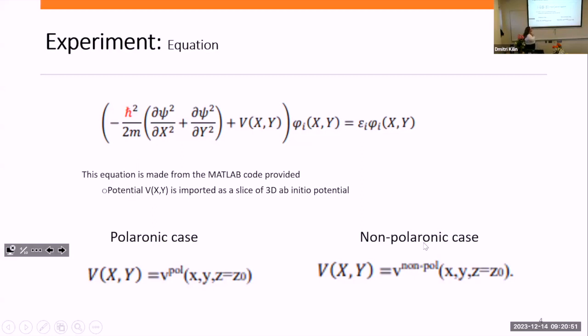So this is the main equation that was used in the MATLAB code that made it run, and there are two different parts to it. On the left is for Polaronic cases, and on the right is for non-Polaronic cases. The only real difference is taking it to either Polaron or non-Polaron.